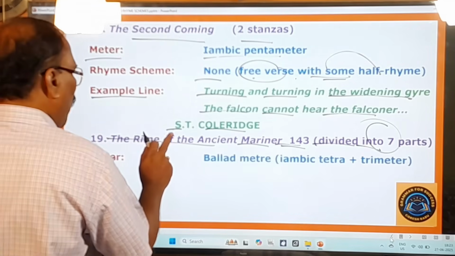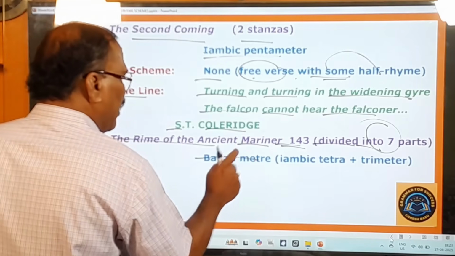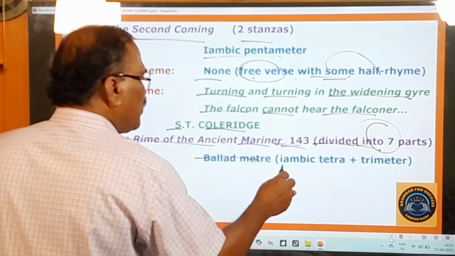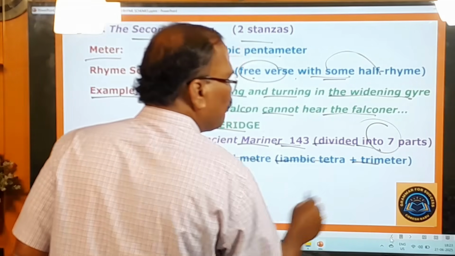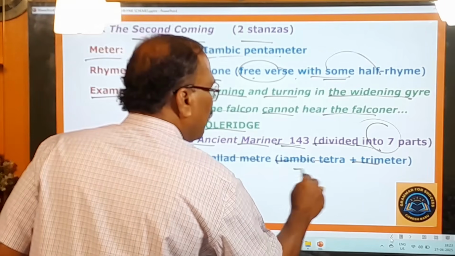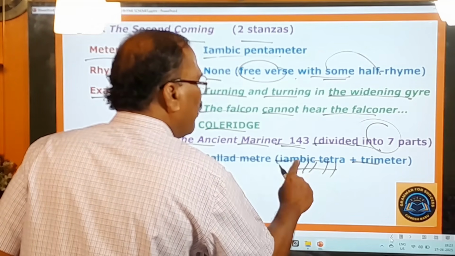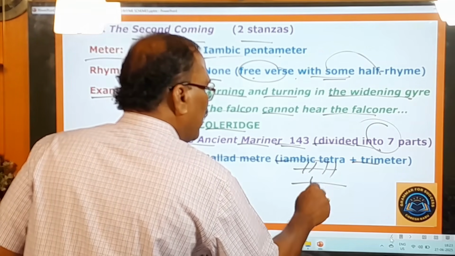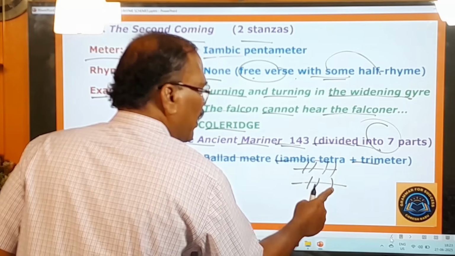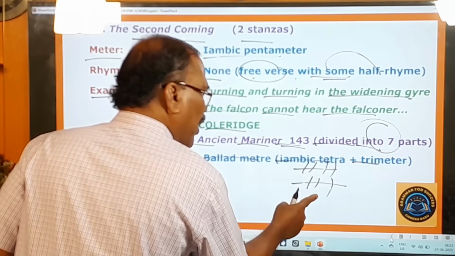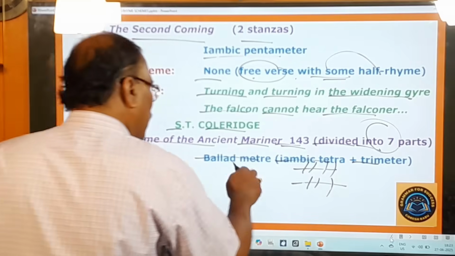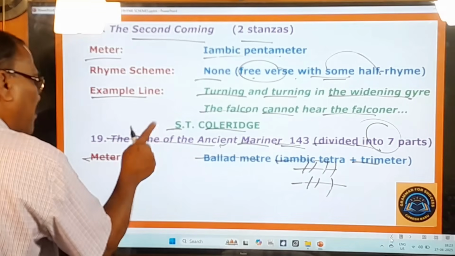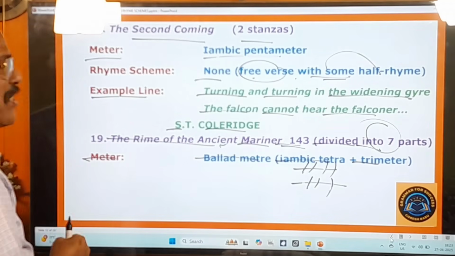Here you pay attention. Meter: what meter is followed in this poem? Ballad meter. Ballad meter means iambic tetrameter and iambic trimeter. That means in some lines, 4 iambic feet will be there, and in some other lines, 3 iambic feet will be there. So these two are mixed in this ballad meter. That meter is followed in this poem, the Rime of the Ancient Mariner.